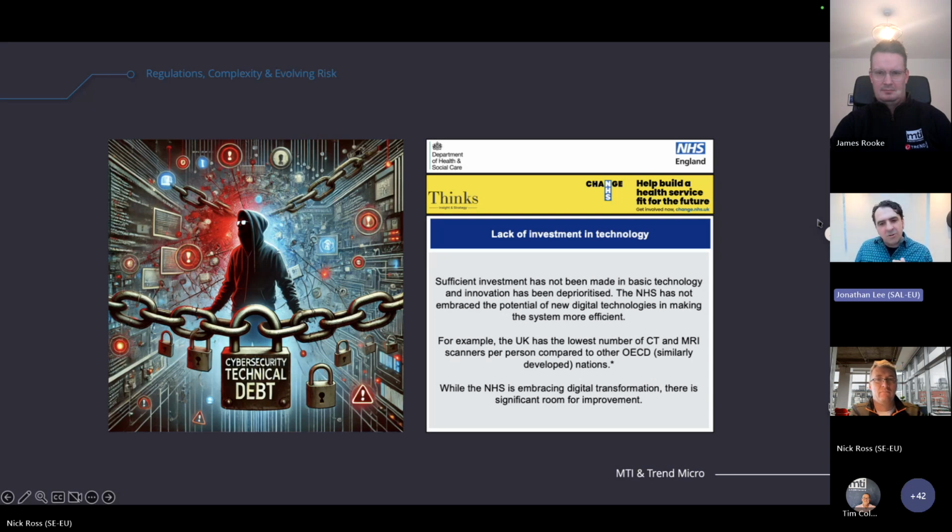On the right hand side of the screen here, we've got a screenshot from a workshop that, for those of you that are in the NHS, you may well have seen. This is talking about that move from analog to digital around patient care. It flags here that sufficient investment has not been made in the basic technology and innovation, and that technology has been deprioritized. So you've got this friction between the need to move towards artificial intelligence to speed things up, and this technical debt, all of which creates risk, and that's what we'll be talking about today.